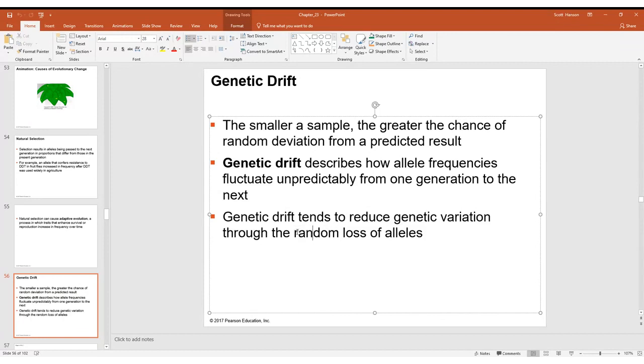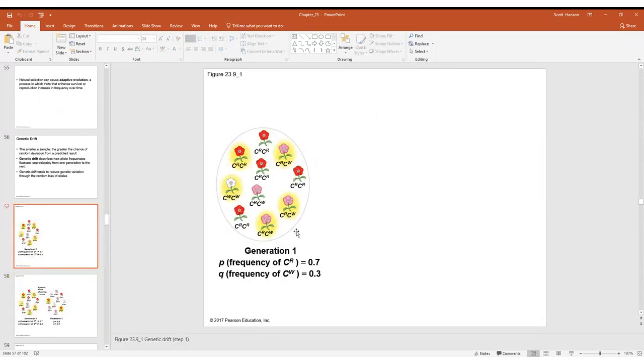And we're going to go through a good example here, and we'll explain what they're talking about in terms of genetic drift and samples and fluctuation of allele frequencies and things like that. So picture then, we're going to go back to the flower example again. These could be snapdragons or 4 o'clocks or whatever.